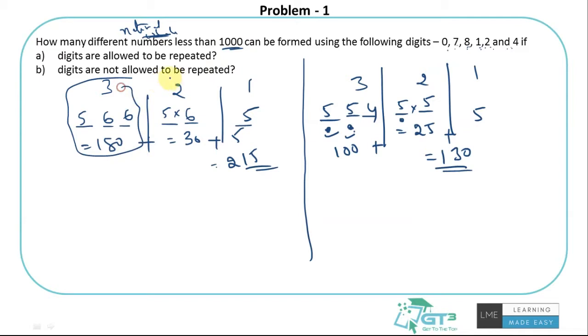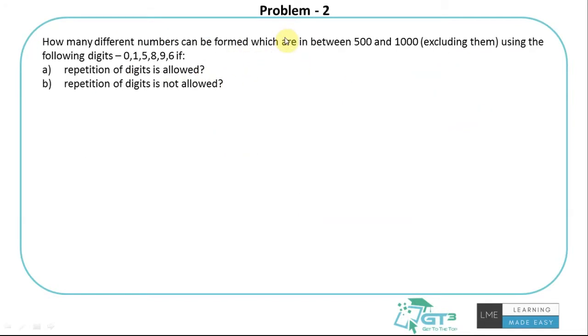Don't stop it here. Also do 2 digit and single digit numbers as well. How many different numbers can be formed which are in between 500 and 1000 excluding them using the following digits 0, 1, 5, 8, 9, 6. So repetition of digits is allowed. So 500 to 1000 excluding them, I am talking about 501 to 999.